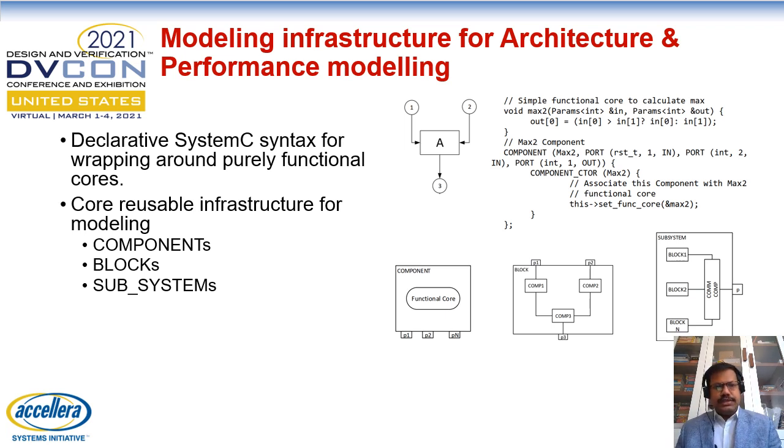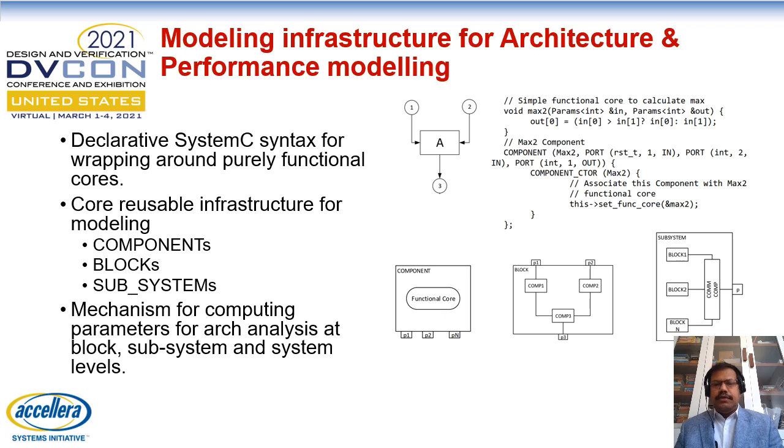In addition to this, we also support a mechanism for computing architecture level parameters, for example, power, area, etc. These can be specified hierarchically. You can also provide a function with respect to how you want to aggregate these parameters at a block or a subsystem level.